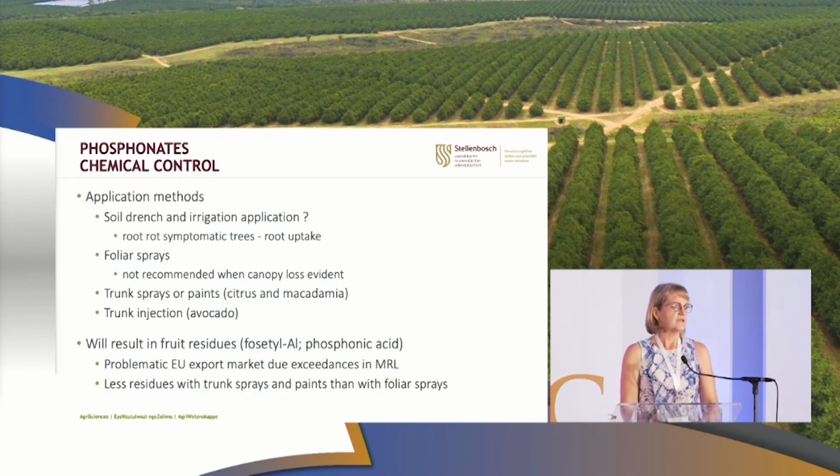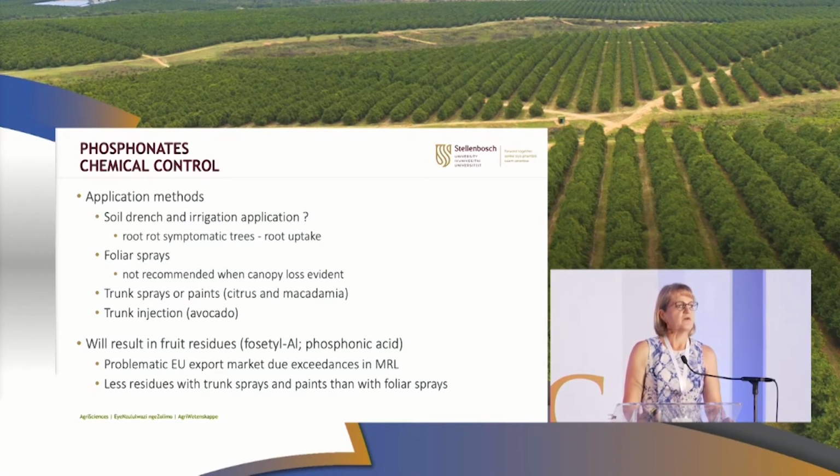Foliar sprays: remember when there is severe canopy loss of leaves and you start getting a thin canopy, then your foliar sprays are not as effective because the product cannot be taken up. And then trunk sprays and paints are used in citrus and macadamia. It doesn't work in avocado. And then trunk injections are still used in avocado. But for macadamias, I think foliar sprays and trunk sprays are the most frequently used in Australia. And then interesting, if you look at the US, they like applying in irrigation and as drenches according to their registrations. The drawback of the phosphonates is residues.